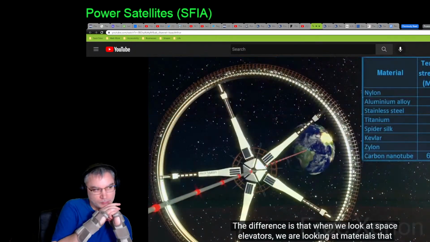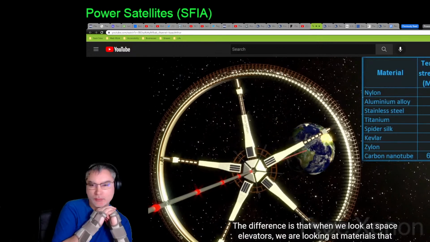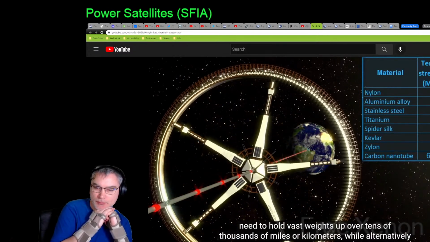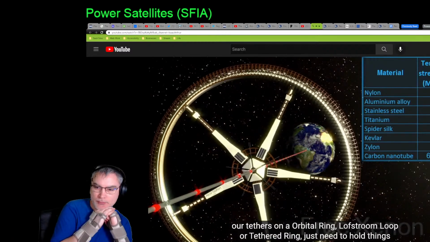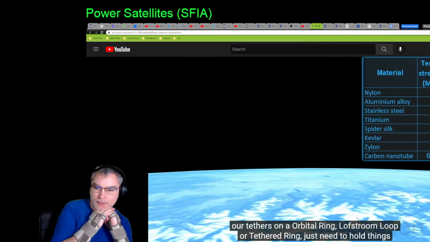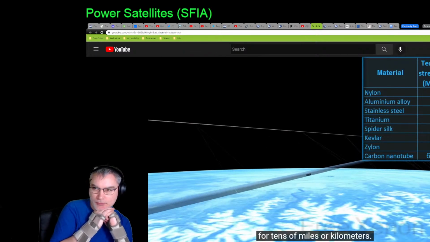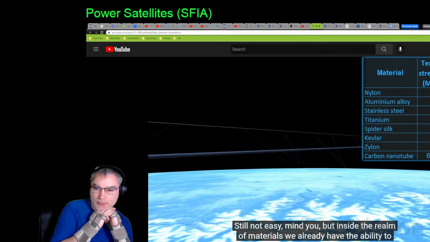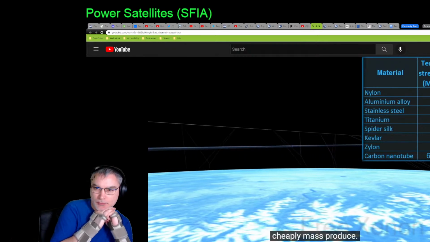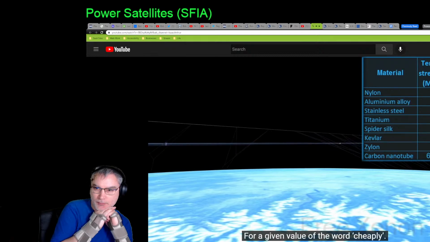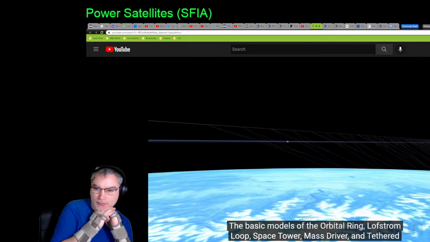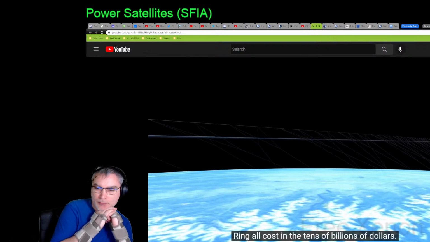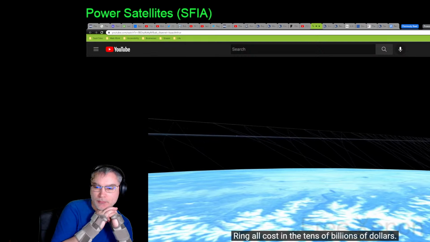The difference is that when we look at space elevators, we are looking at materials that need to hold vast weights up over tens of thousands of miles or kilometers, while alternatively our tethers on an orbital ring, Lofstrom loop or tethered ring, just need to hold things for tens of miles or kilometers. Still not easy, mind you, but inside the realm of materials we already have the ability to cheaply mass produce, for a given value of the word cheaply. The basic models of the orbital ring, Lofstrom loop, space tower, mass driver, and tethered ring all cost in the tens of billions of dollars.